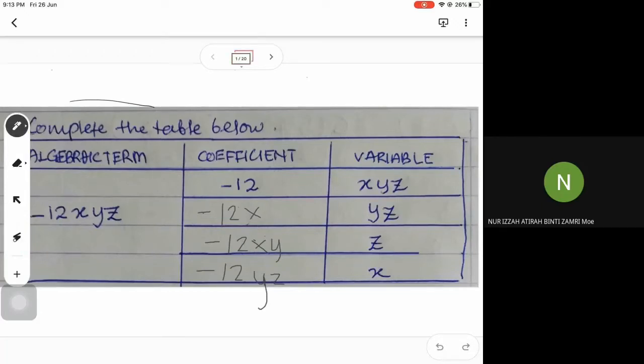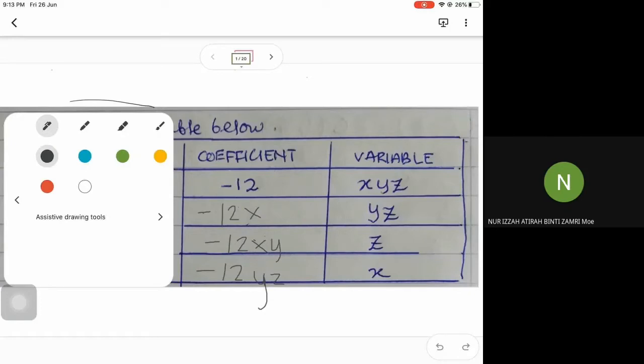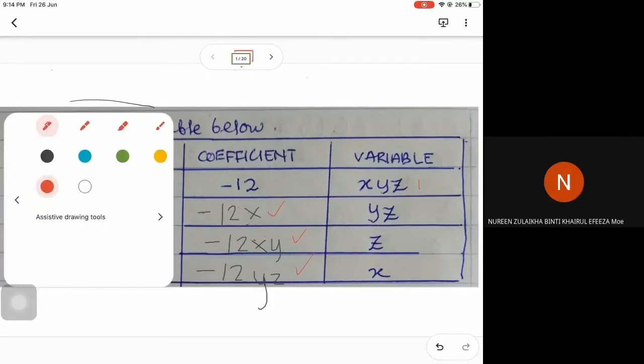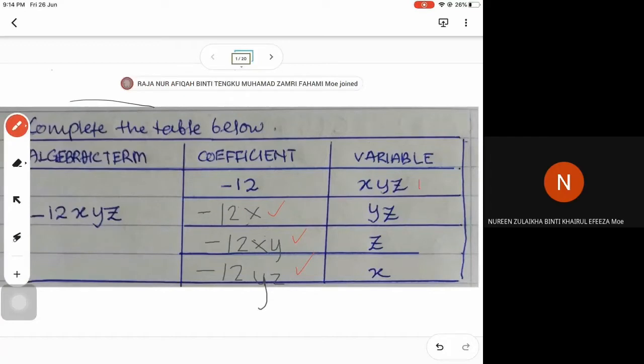Okay. Betul. Anybody boleh suggest apa lagi yang kita boleh create daripada sini? Variable dengan coefficient. Apa lagi yang tak ada kat sini? Okay, sini kita dah ada x, y, z. Kita dah ada y, z. Kita ada z. Lagi apa lagi yang tak ada? Yang kita boleh create? Y. Very good. Okay, y. Lagi?